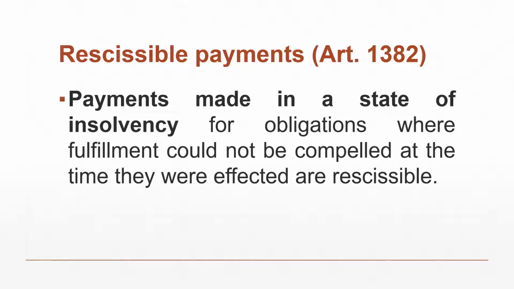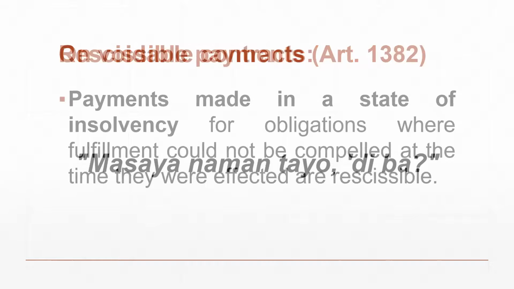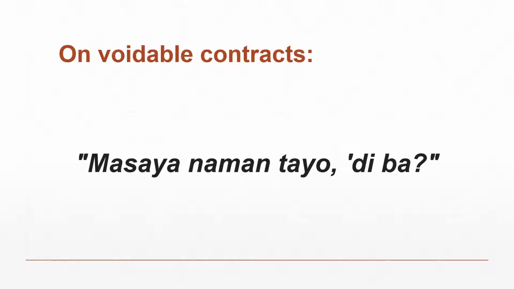Now, what is rescissible payment? Article 1382 of the Civil Code provides that rescissible payments are payments made in a state of insolvency for obligations where fulfillment could not be compelled at the time they were effected. All right? Again, this kind of payment is rescissible. All right? Now, that's rescissible contracts for you.